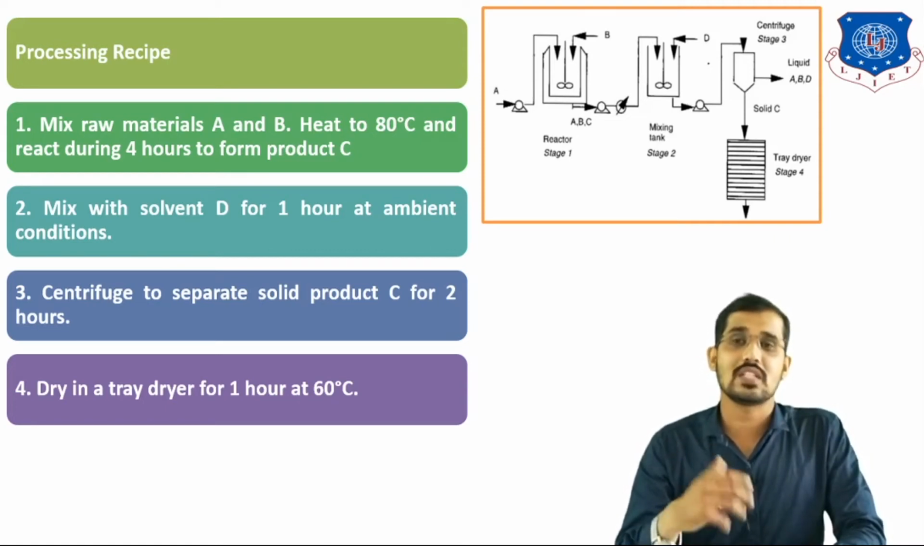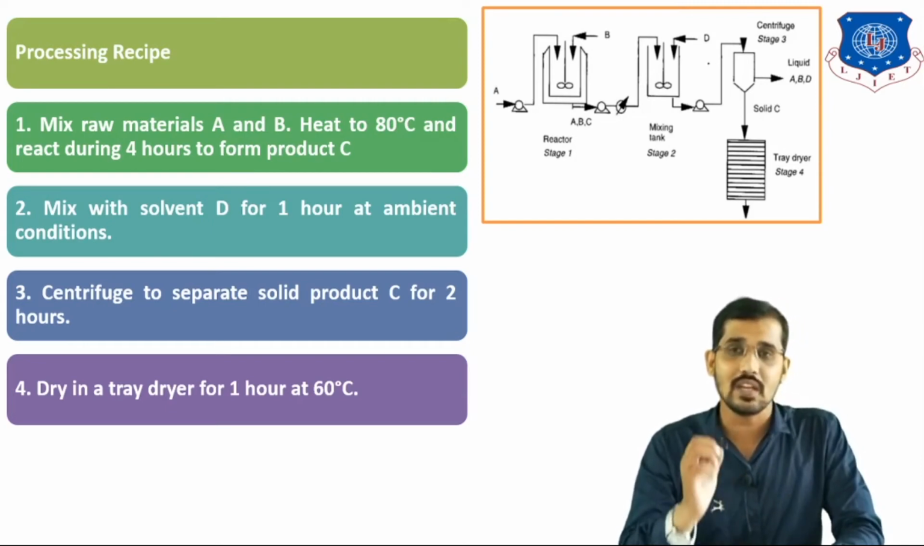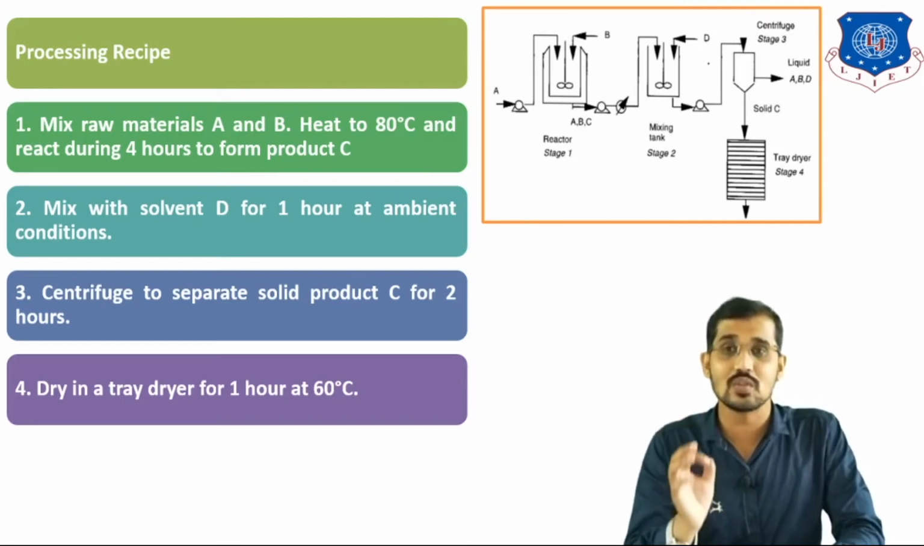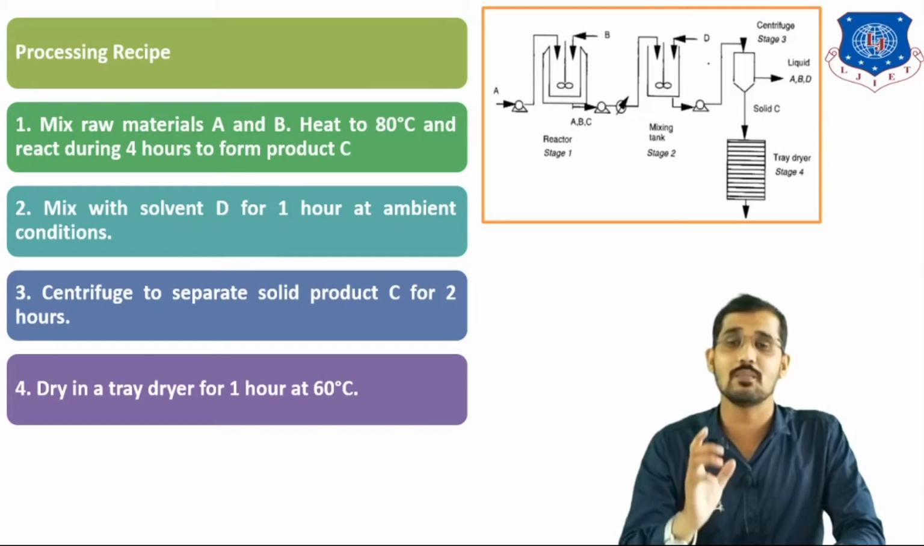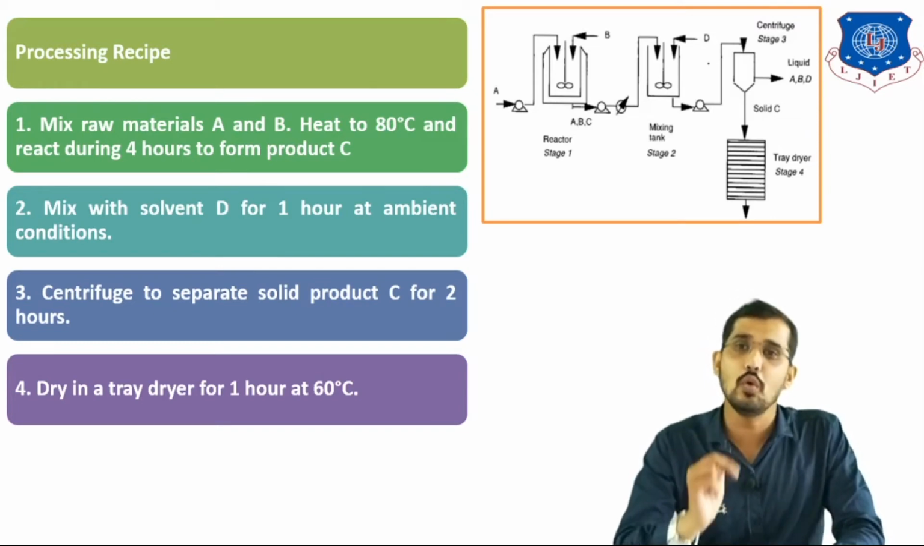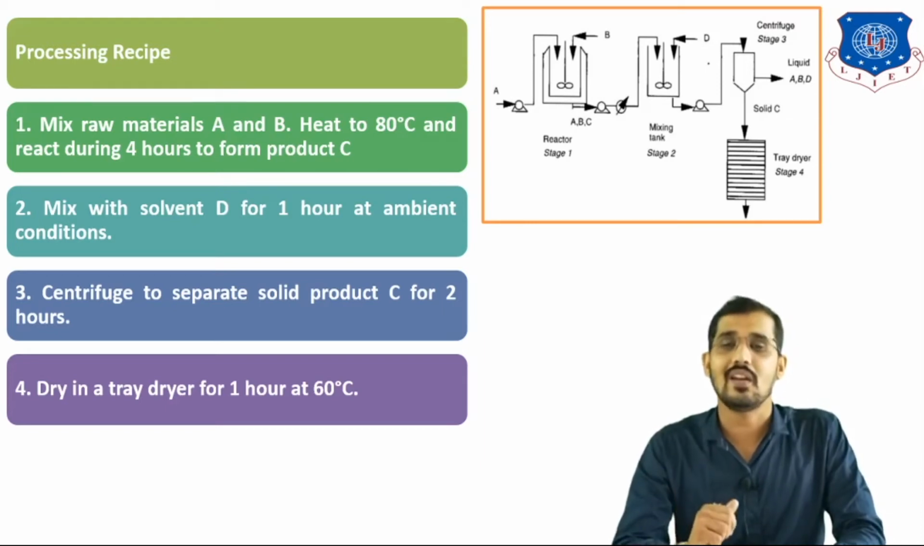After that, for the separation of solid from the liquid, we are transferring our product to the centrifuge. This is very important. Centrifuge is used to separate solid from the liquid, and here we are processing this mixture in a centrifuge for 2 hours. And finally, for the drying purpose, we are transferring our processed mixture to the tray dryer, and that is at 60 degrees Celsius.